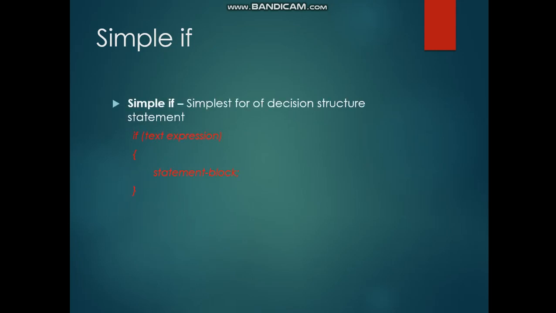So in simple if, students, you can see we first write if, and in the brackets we write the expression. For example, if A is greater than B, then the statement block. In the statement block we write the statements to be executed. So if the value of A is greater than B, then whatever we write inside this statement block will be executed. If the condition becomes false, then nothing will be executed.